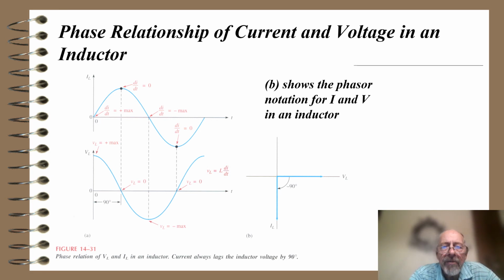So here's the phase relationship of current and voltage in an inductor. This is figure 14.13, and again what happens is the voltage leads the current for an inductor. B shows the phasor notation for I and V in an inductor. Again, a 90-degree phase shift.